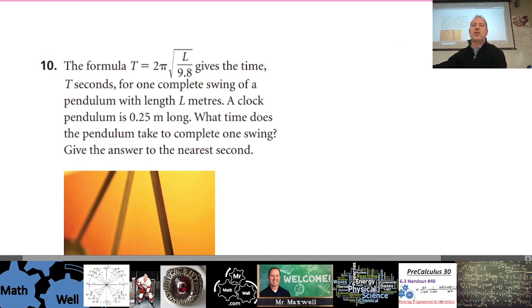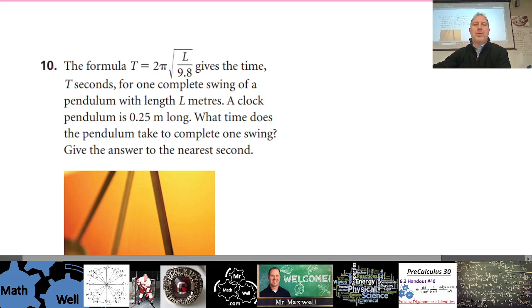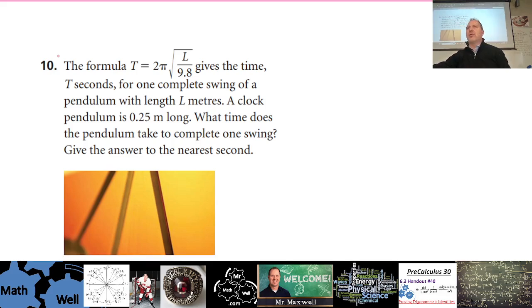This one's easy. It looks hard. Word problem. Ooh, scary word problem. Ooh, freak out. No, you don't have to freak out. Read it carefully, okay? These word problems are not hard because they give you the formula and they tell you what to plug into the formula, and all you have to do is evaluate, okay?